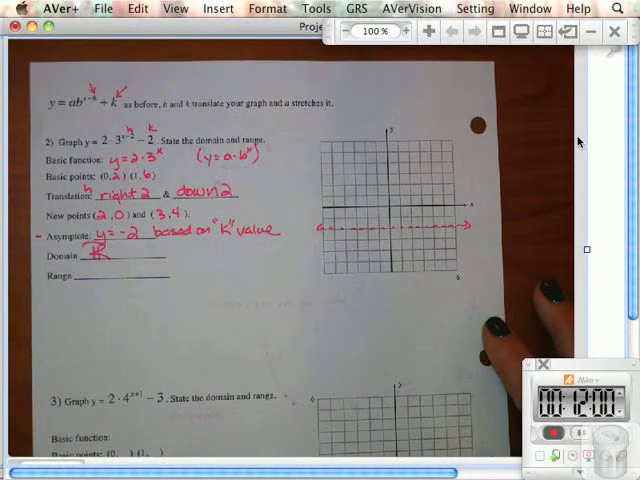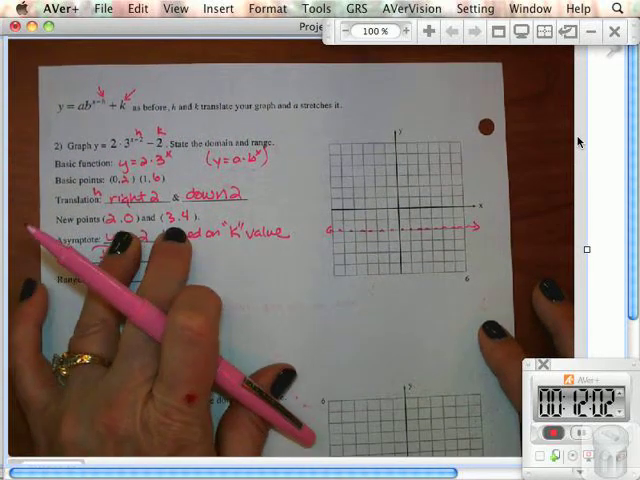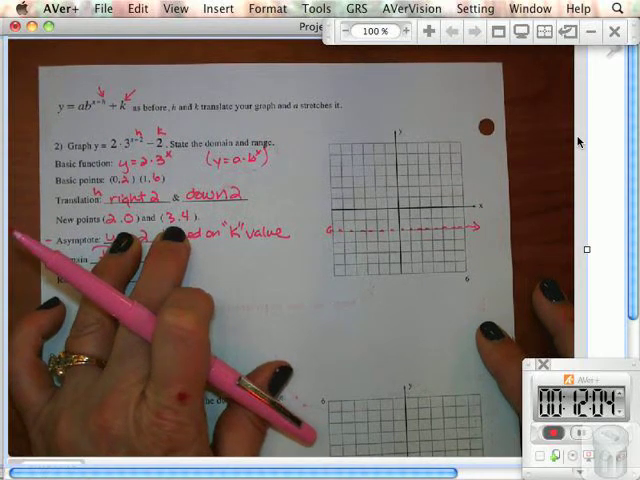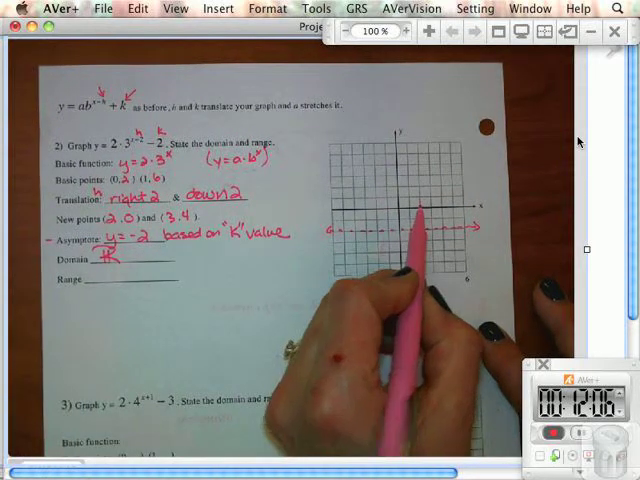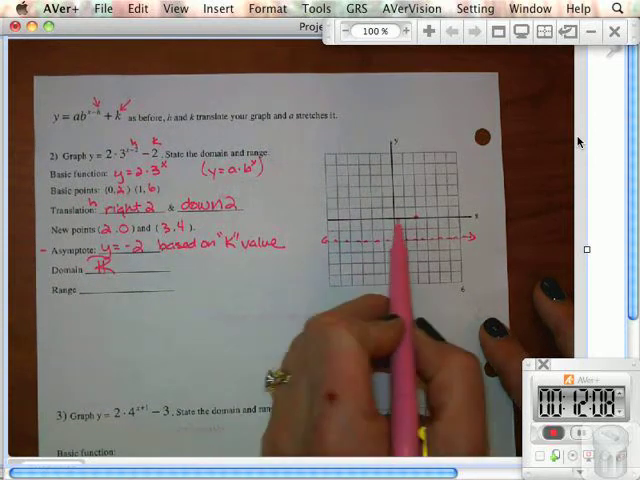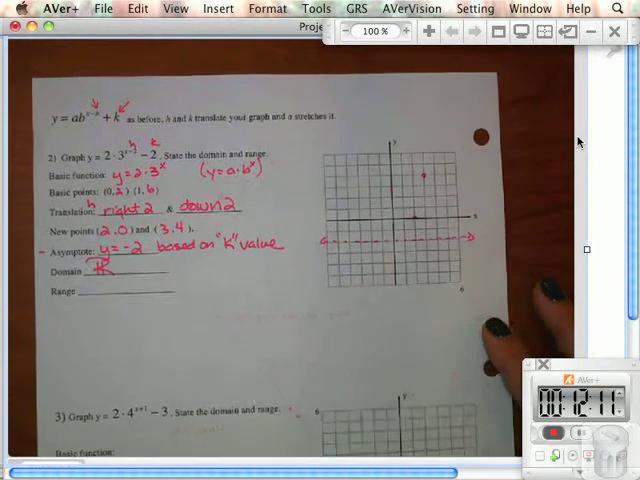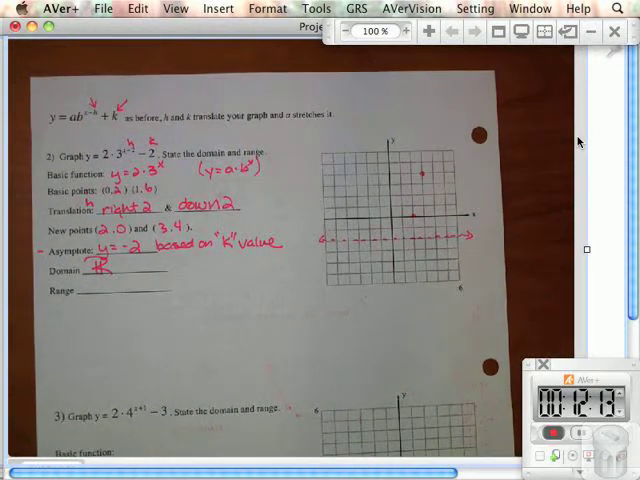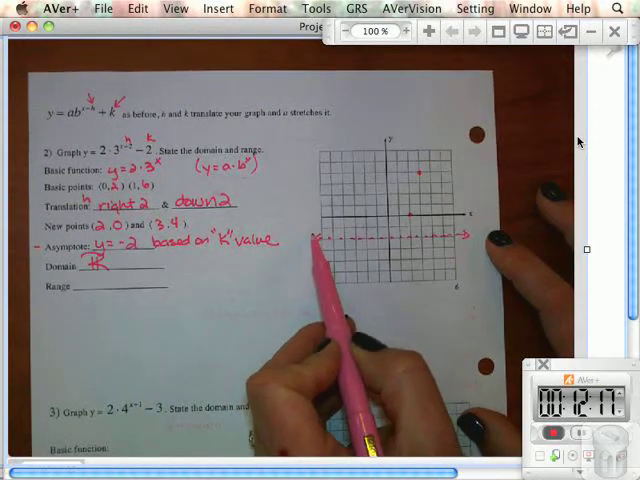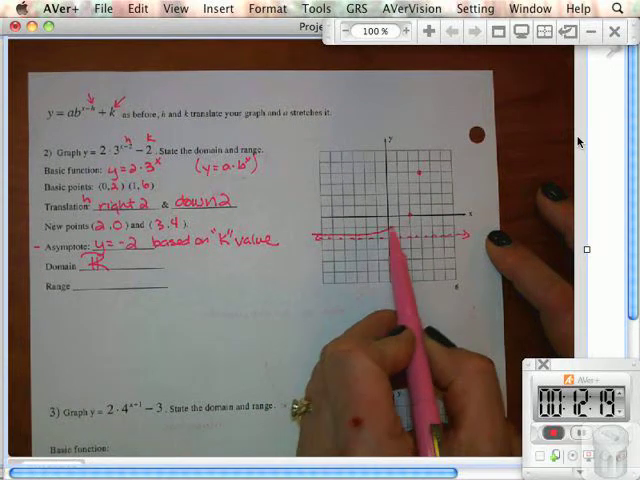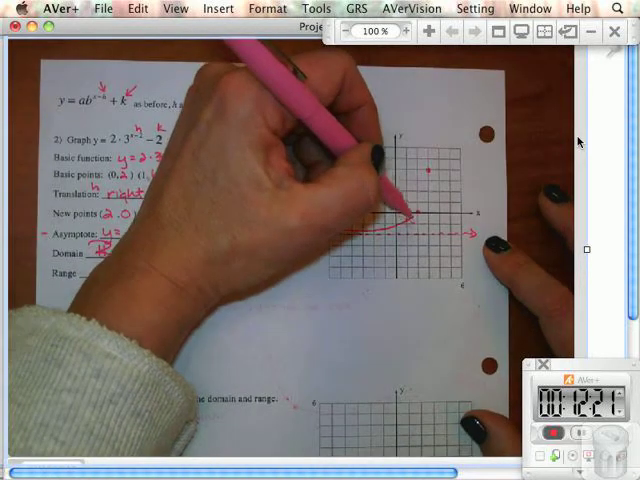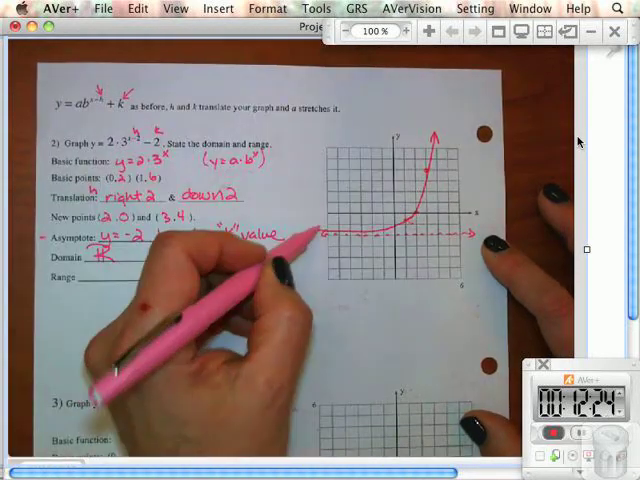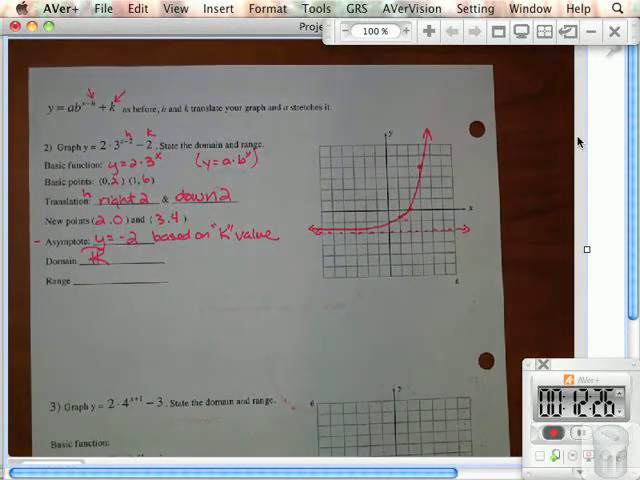Then I'm going to plot these 2 points, the new points. Over 2, up 0. Over 3, up 4. It's exponential growth, so it's going to go up from left to right. And it's going to come really, really close to my asymptote, but not go below it, and then just kind of curve up like that. Sort of a sketch. You really only need those 2 points and the asymptote.